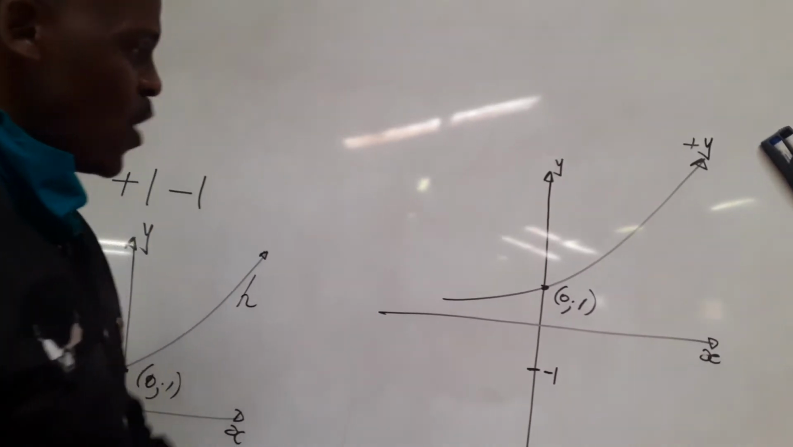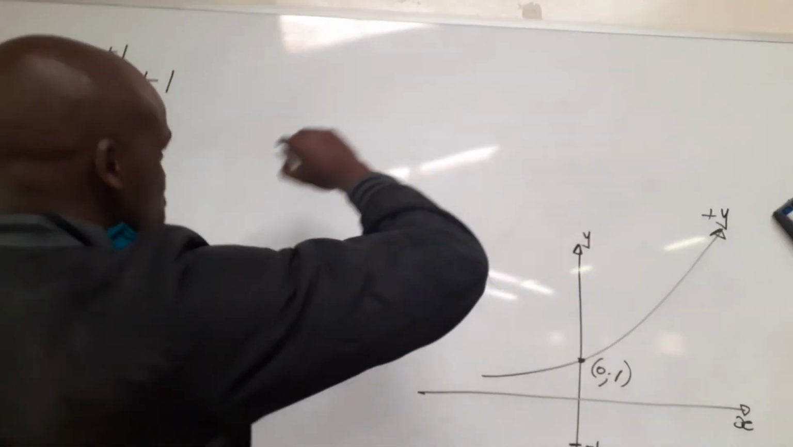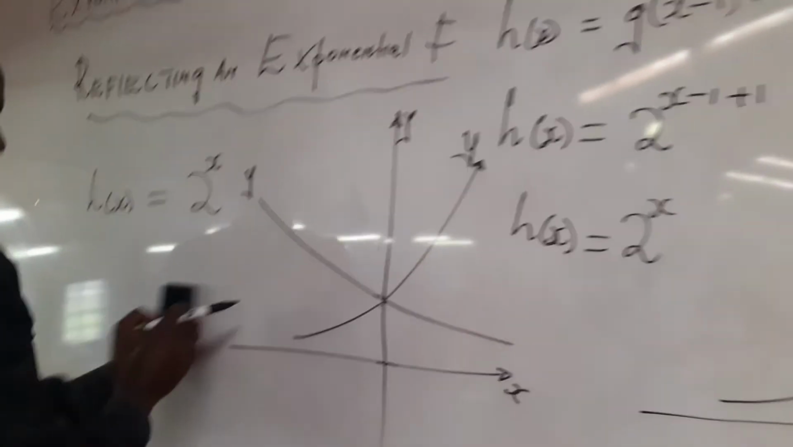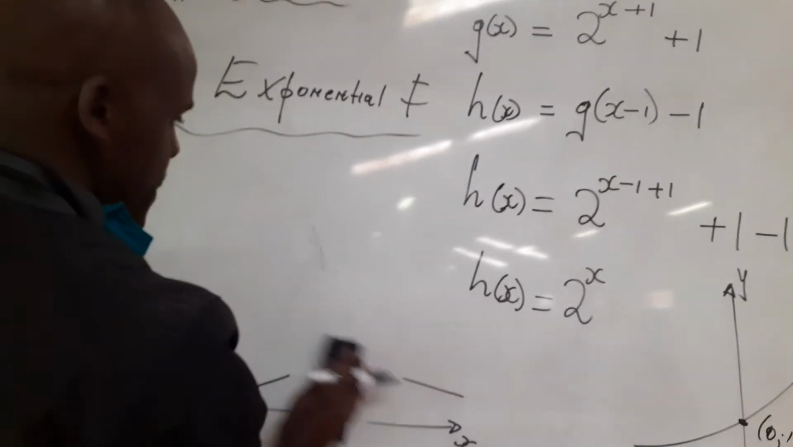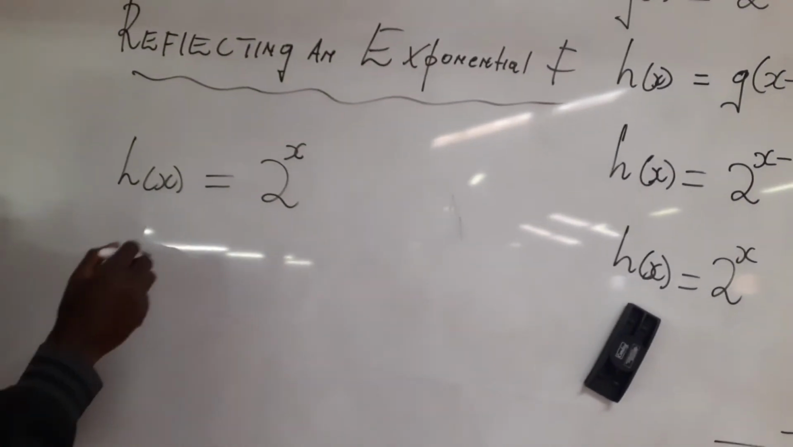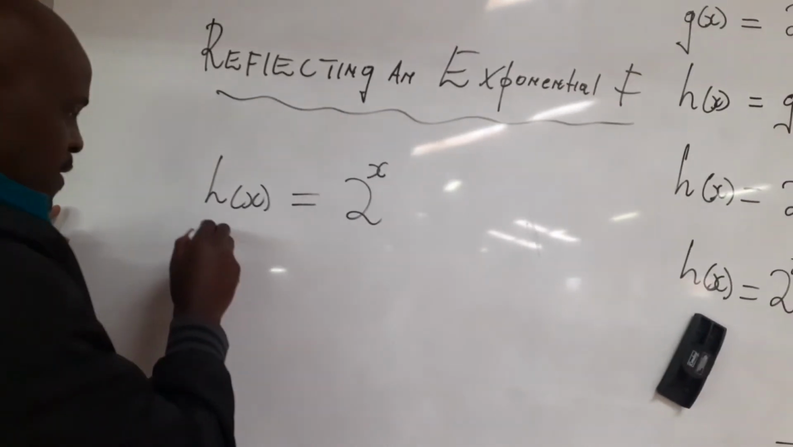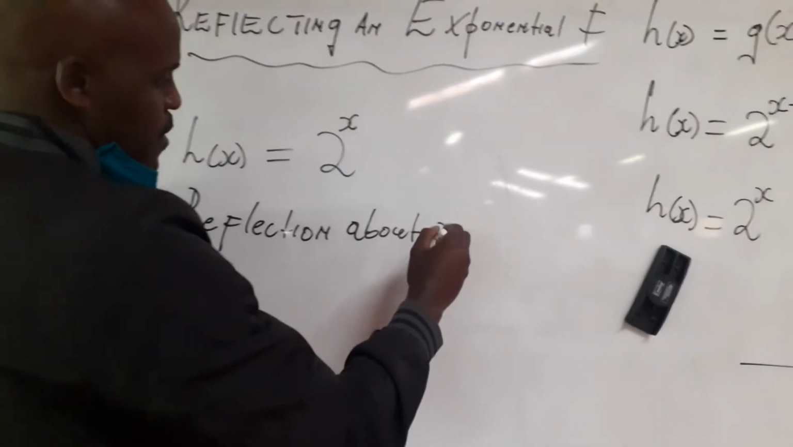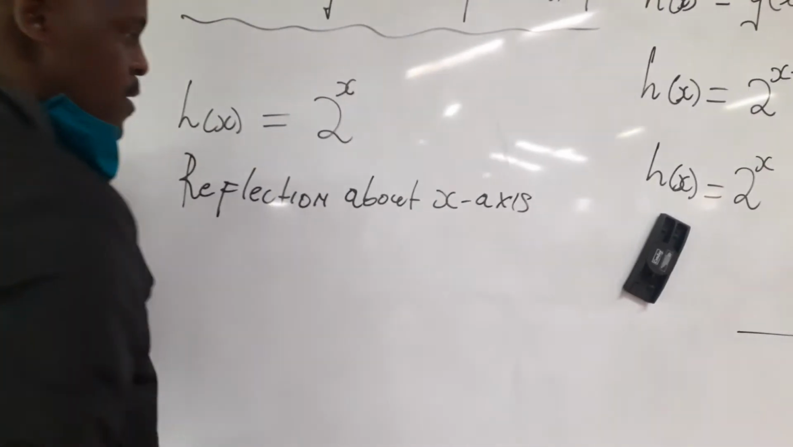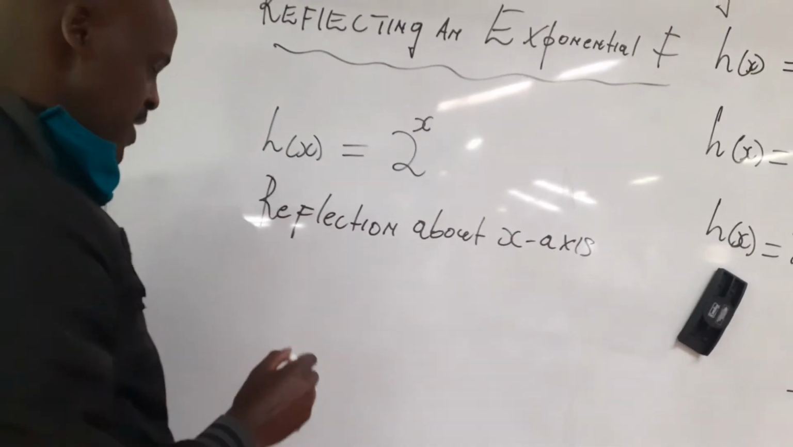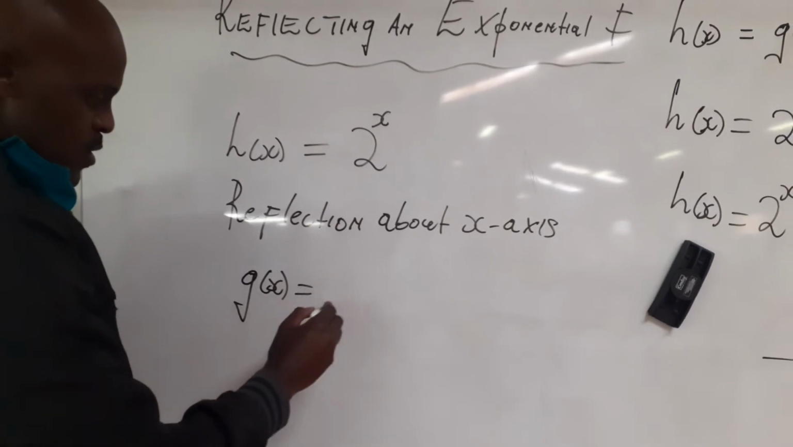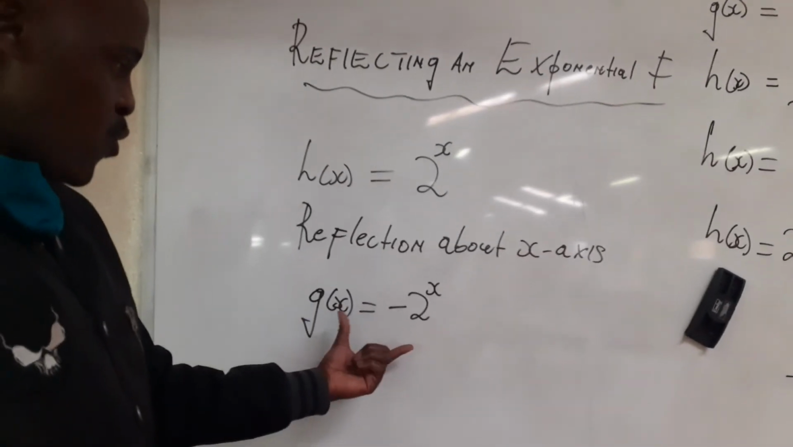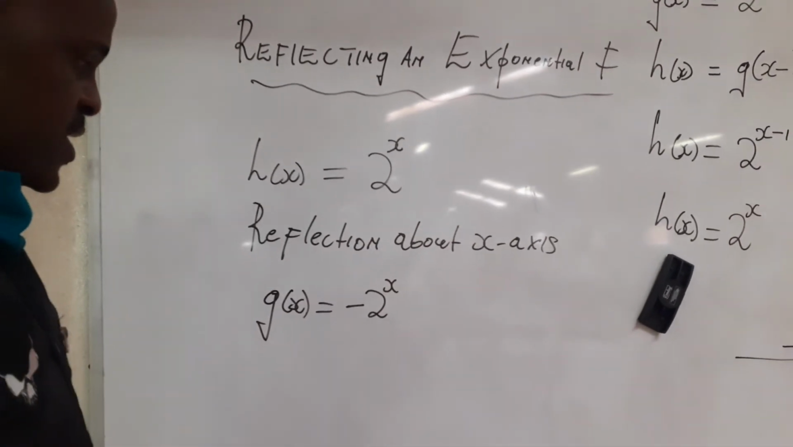I just want to check what will happen after reflection. Is the graph going to increase or decrease? We are reflecting this graph about the x-axis, which means we are going to multiply the whole equation by negative. Let's say it forms the graph of g. So this will be negative 2 exponent x. We multiply everything there by negative, because once you reflect about the x-axis, y will be affected.